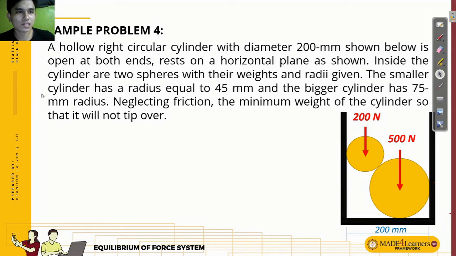I think this is not a cylinder. Sa type, class, actually, this is a sphere, no? Ano siya? Sphere na siya, class. So, sa butang, the smallest sphere, ang iyang radius is 45 mm. And the biggest sphere has 75 mm radius. So, neglecting the friction, the minimum weight of the cylinder so that it will not tip over.